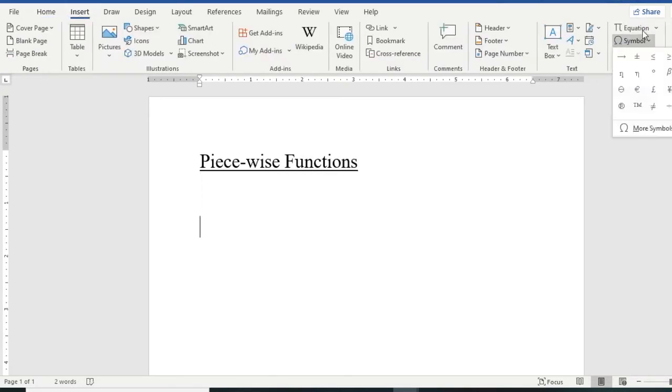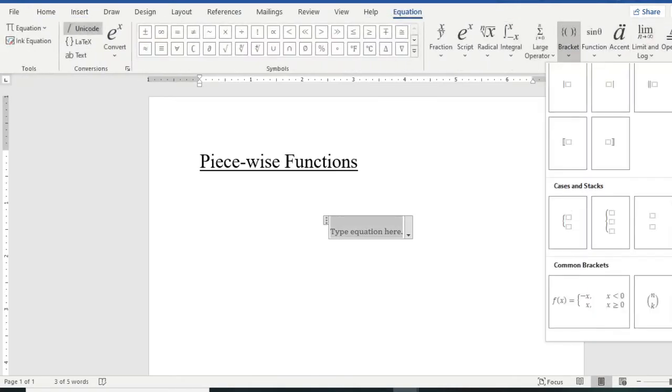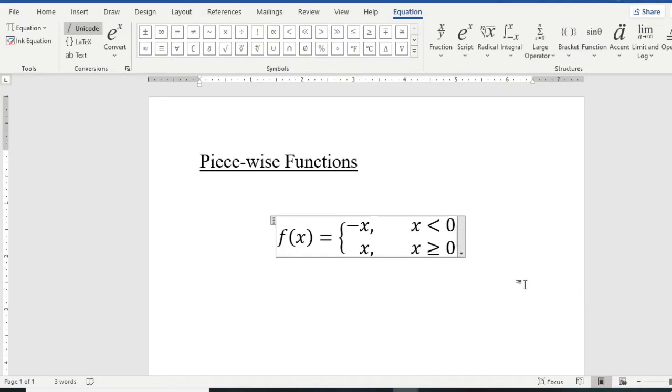Let's go to insert, equation, and where's my bracket? Scroll all the way down. They normally look like this. So you have your function f of x equals this bracket. You'll have 2, 3, 4, 5 different equations at some point over here, and then their parameters over here.